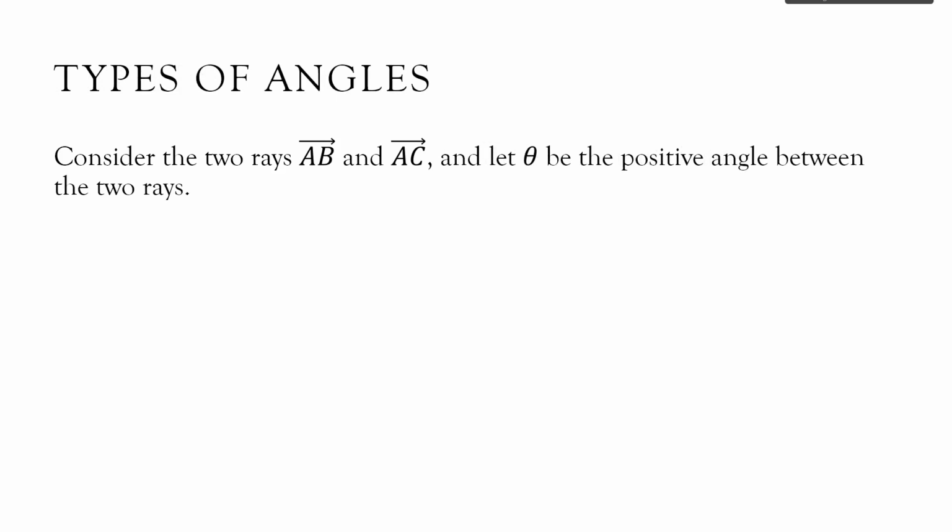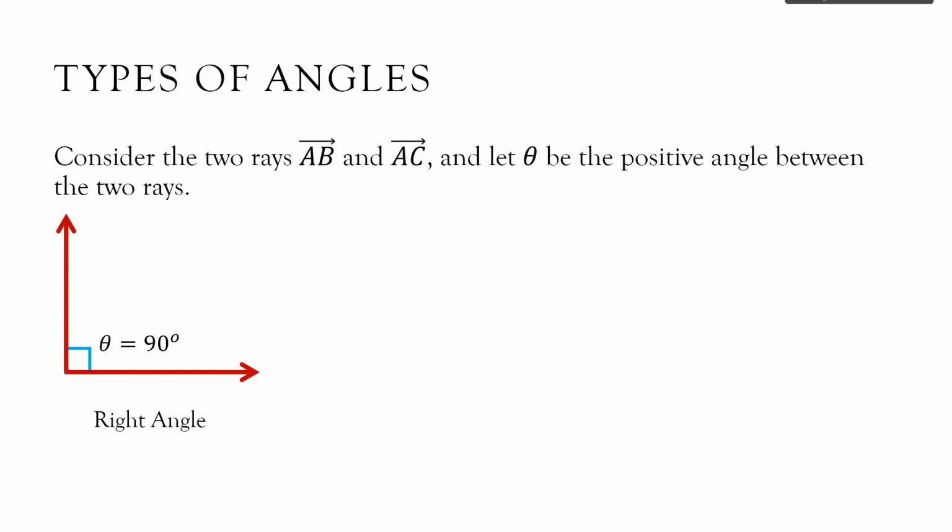Now I want to talk about three types of angles that we're often going to talk about throughout the term. Again, let's say I have two rays, AB and AC, and let this symbol right here, which is a theta, be the positive angle between the two rays. The first angle I want to talk about is this angle right here, when theta is equal to 90 degrees. This is what we call a right angle. This is basically like the corner of a room, if you have a normal box-shaped room.